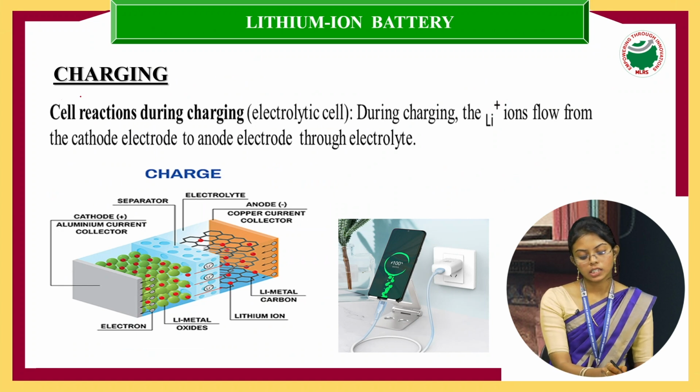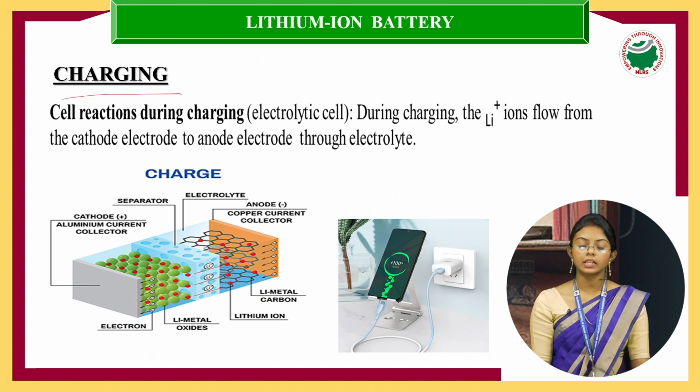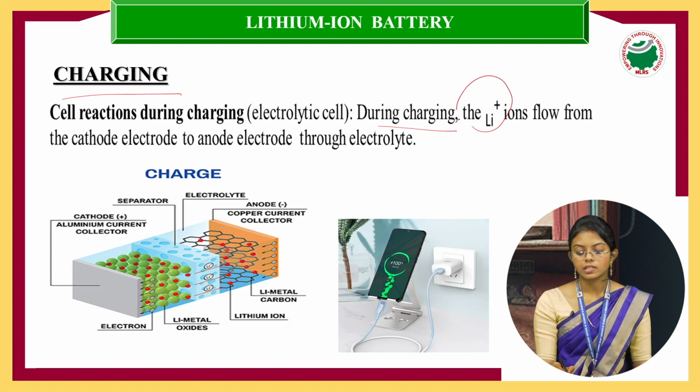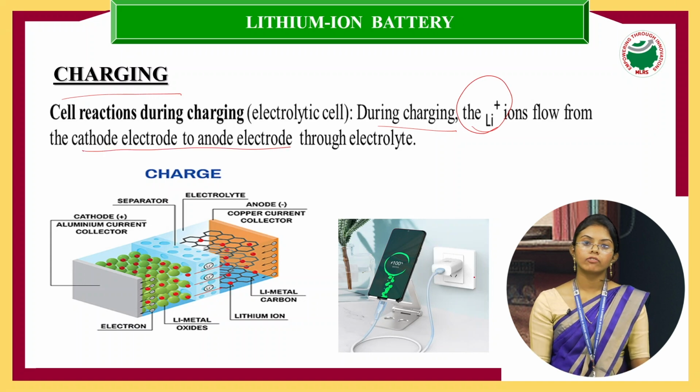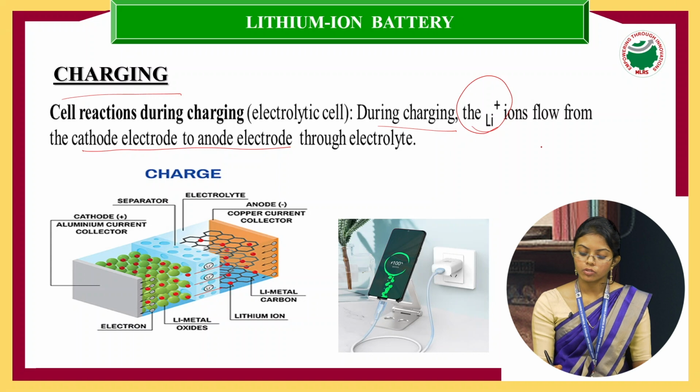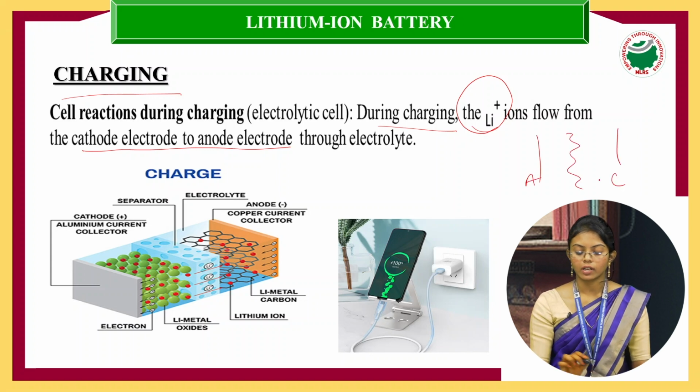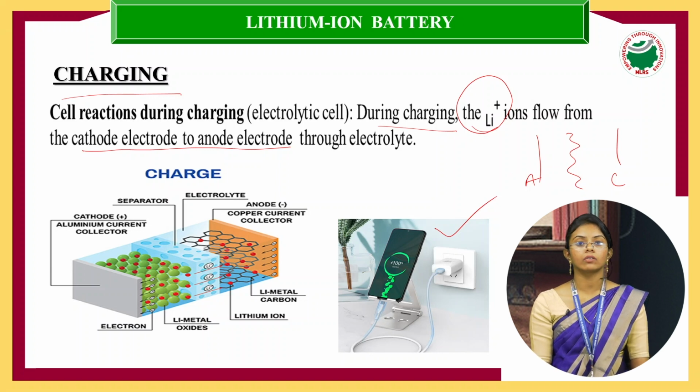During charging, the lithium ions flow from cathode to anode. So we have the anode here, the cathode here, and the electrolyte solution here. During the charging process, like charging a mobile phone, the lithium ions will move from cathode to anode.